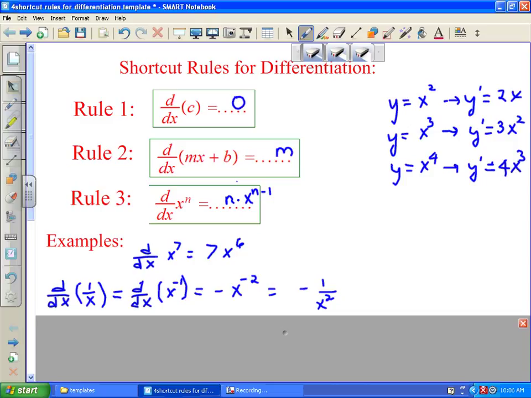Now, remember that question from the last group activity we had? I think it was a part D or something, like 1 over x. We did all that work to simplify right here in 2 seconds. The answer is negative 1 over x squared. So it's really a tremendous saving in time.